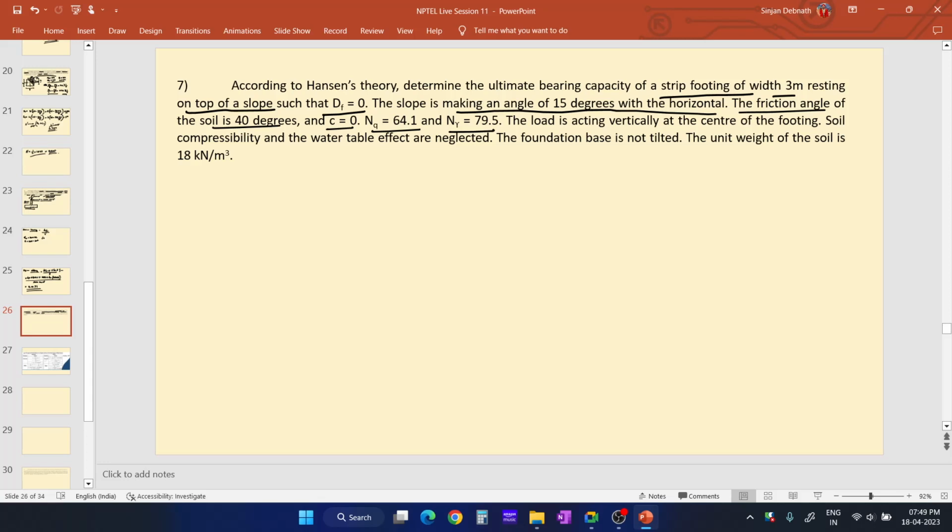The load is acting vertically at the center of the footing. Soil compressibility and water table effects are neglected. Foundation base is not tilted. The unit weight of soil is 18 kilonewton per meter cube. Okay, so what is happening over here? There is a strip footing of width 3 meter resting on top of a slope, and the slope is making an angle of 15 degrees.